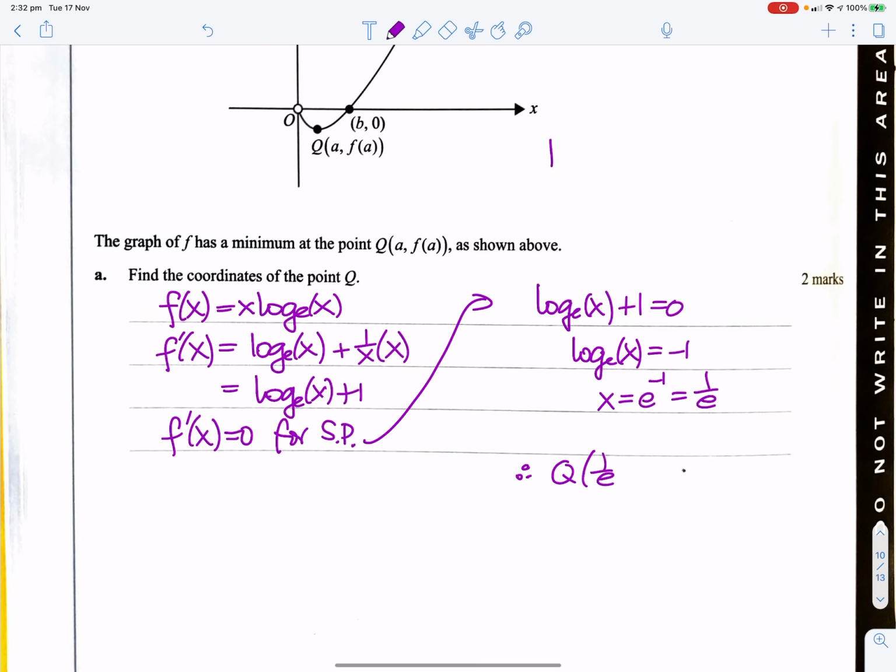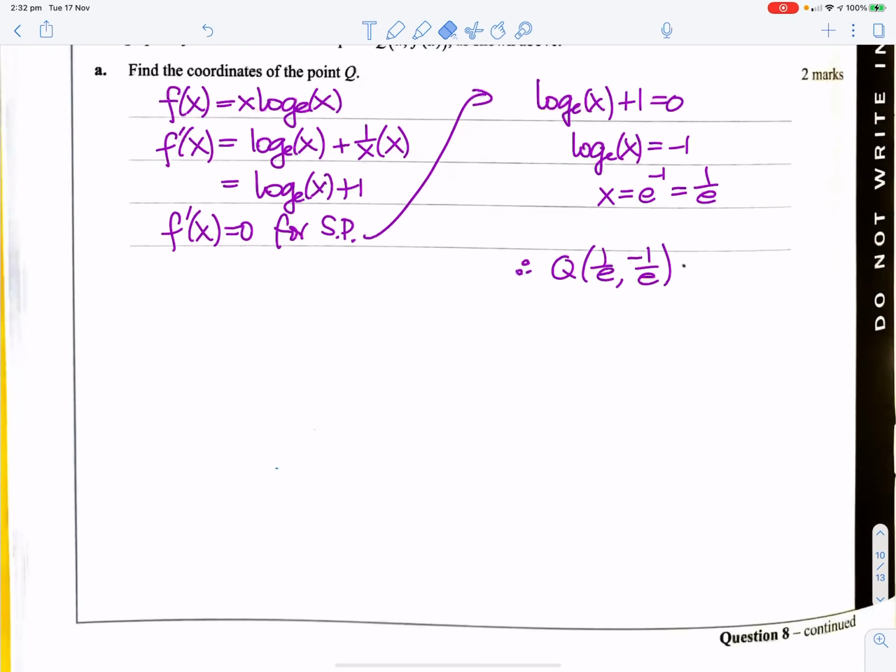If we sub 1 on e into x log e x, we know that that's e to the negative 1, and we know that log e of e is just 1. So that point is negative 1 on e.